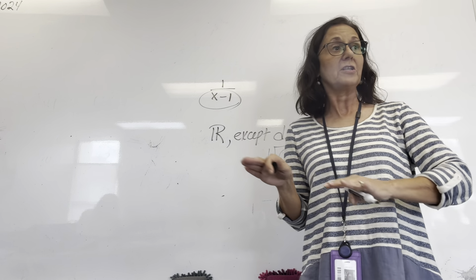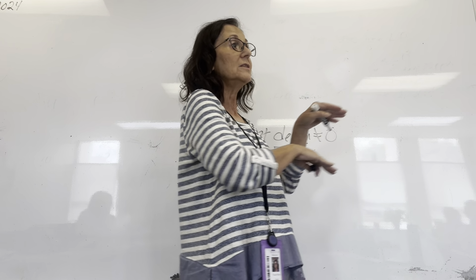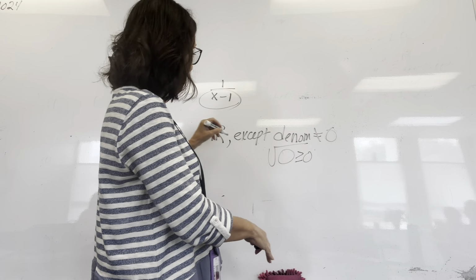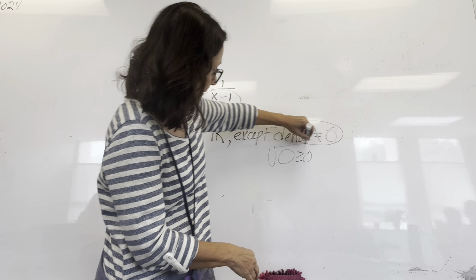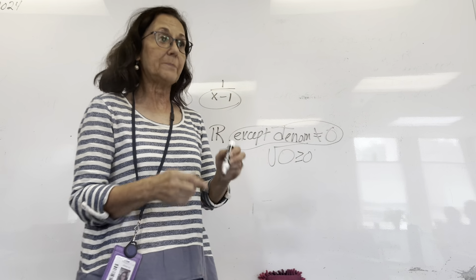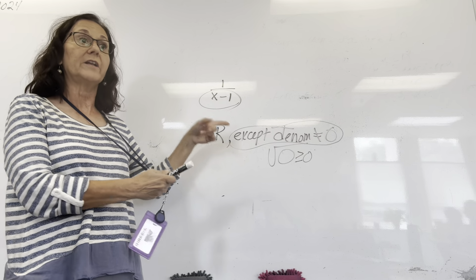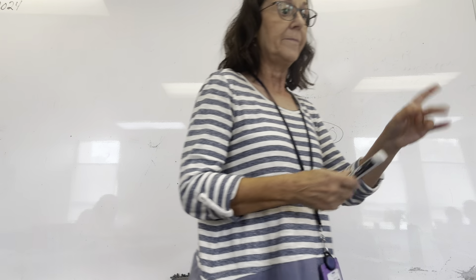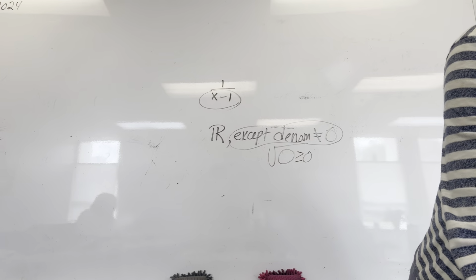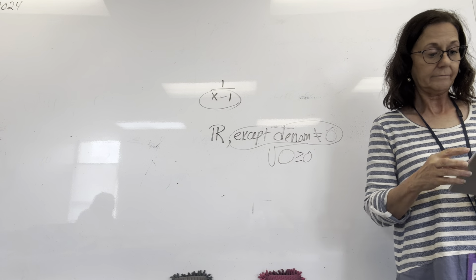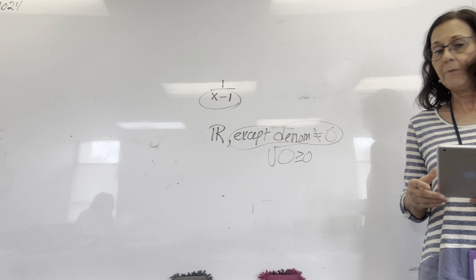For a rational function, it's just going to be a polynomial divided by a polynomial. So really, we're going to look at this piece for our domain. We're going to look at where the denominator equals 0. Got it? All right. So look at example 1.